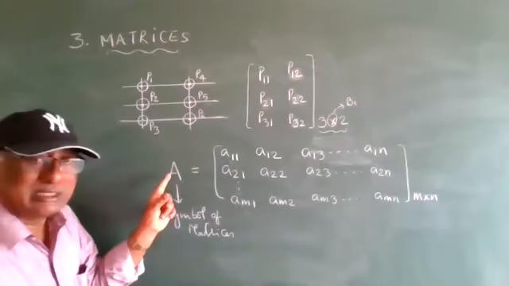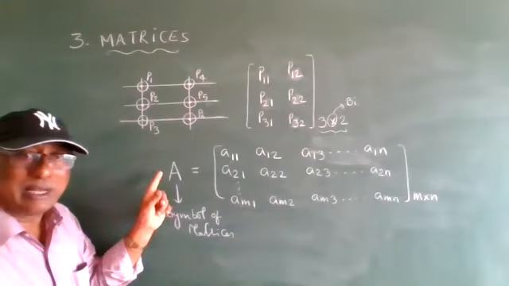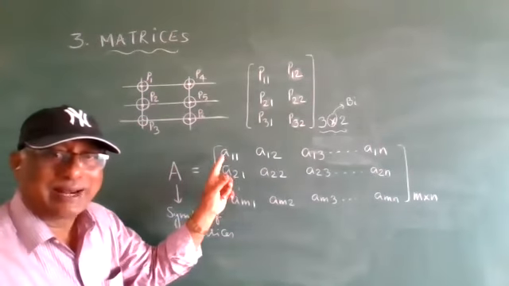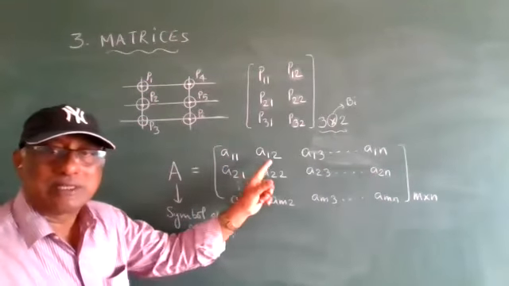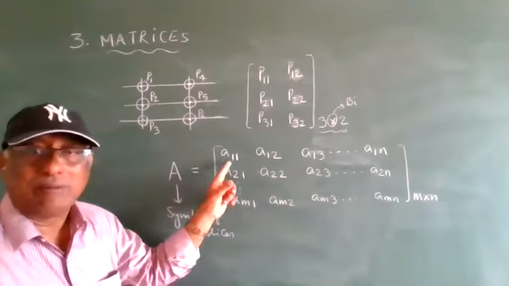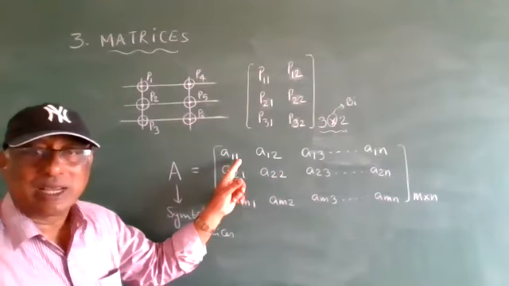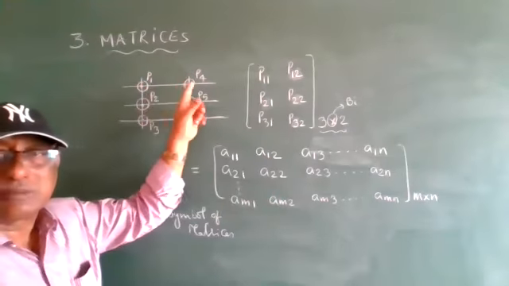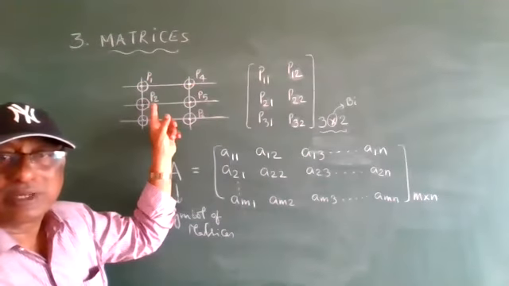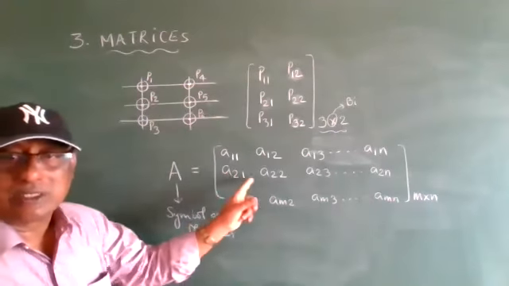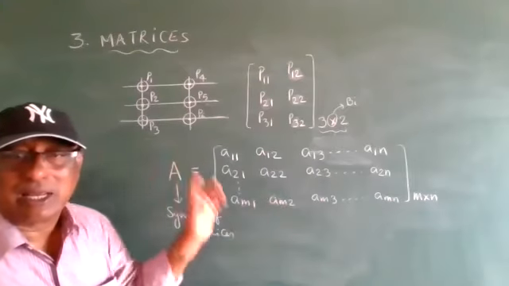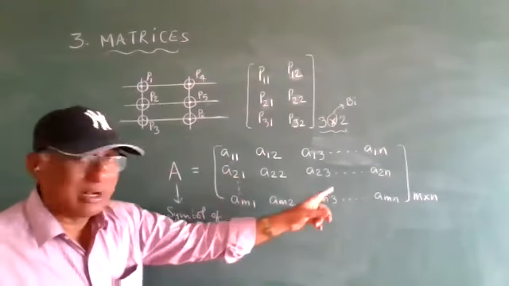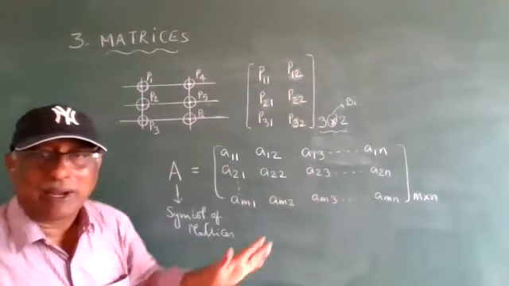Okay? Capital A is the symbol of the matrices. Elements are represented by small letters. Okay? A11 means, understand? First line, first point. A12 means first line, second point. Second line, first point. So these are the representations. Okay? M horizontal lines, n vertical lines. Therefore, reading of the order is m by n.